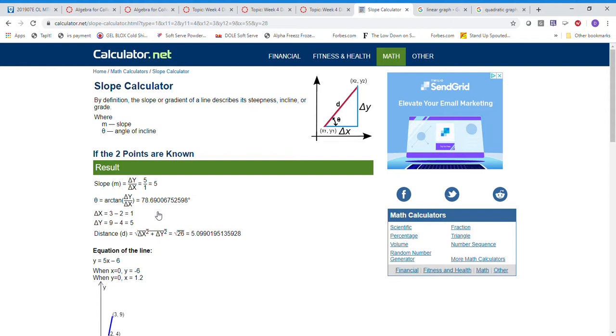But for the linear graph, we got 2 and 2. That's all I'm trying to say here, that the slope is constant when the line is straight, when it's linear. And the slope is not constant when the line is not straight. That's all you have to do, ladies and gentlemen. That's it.